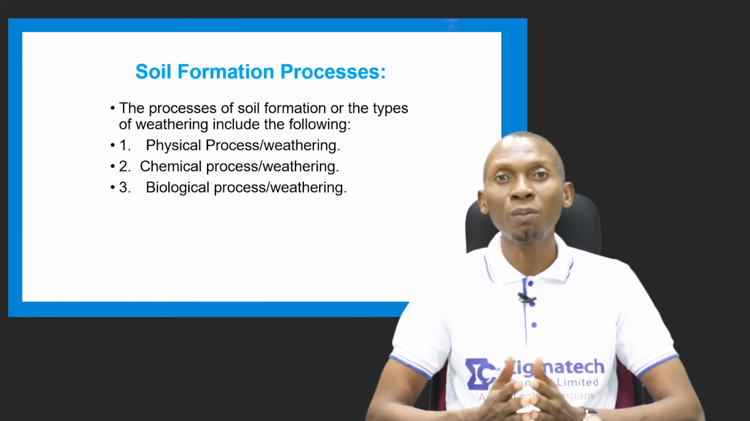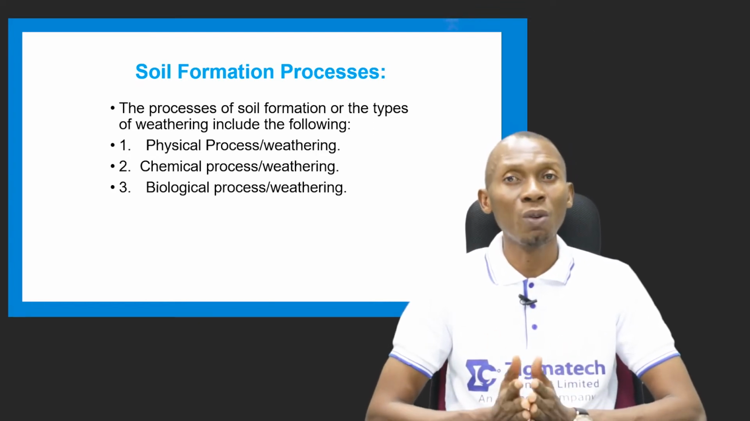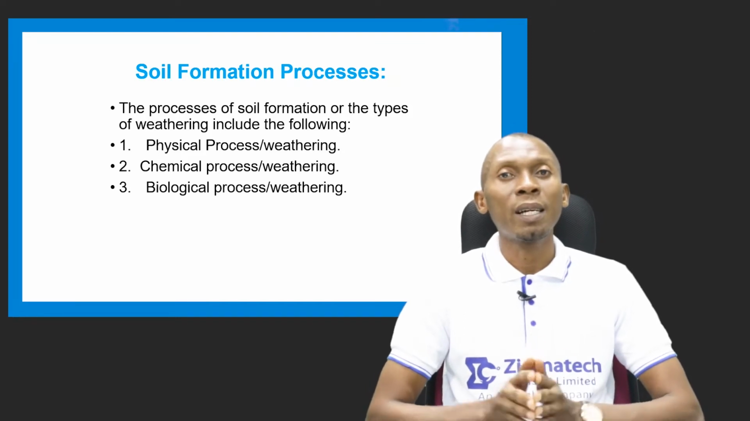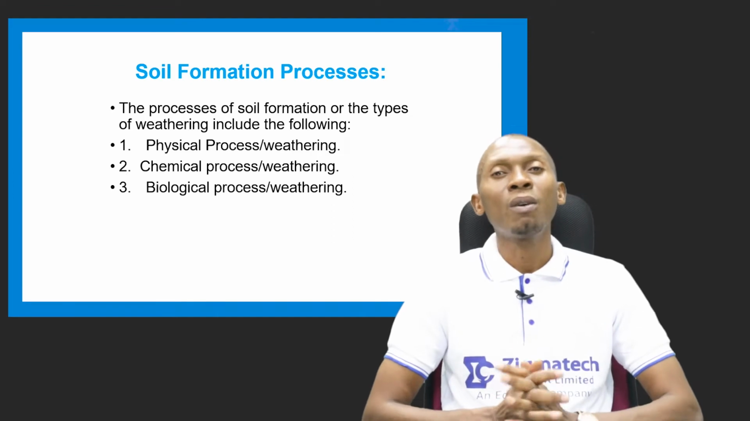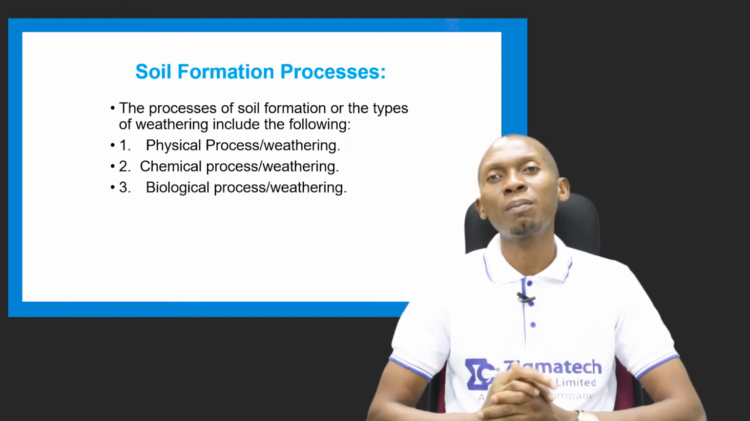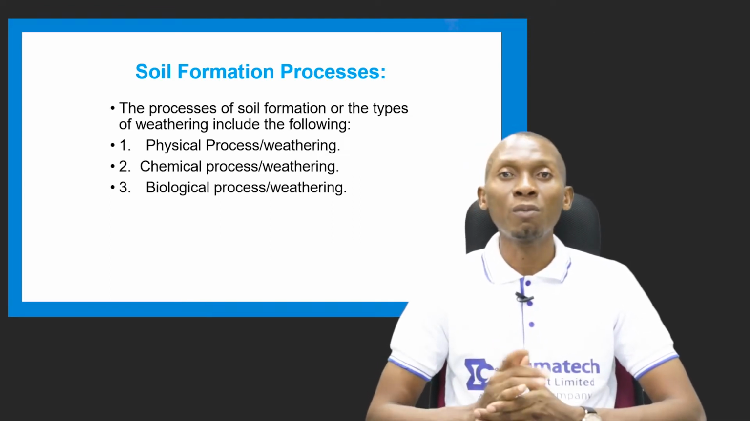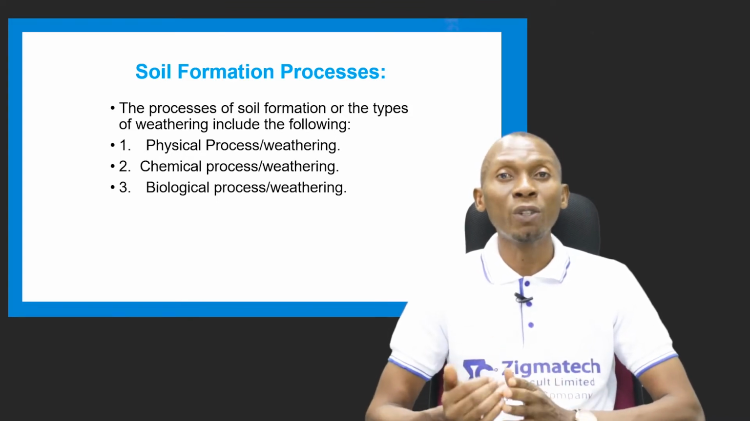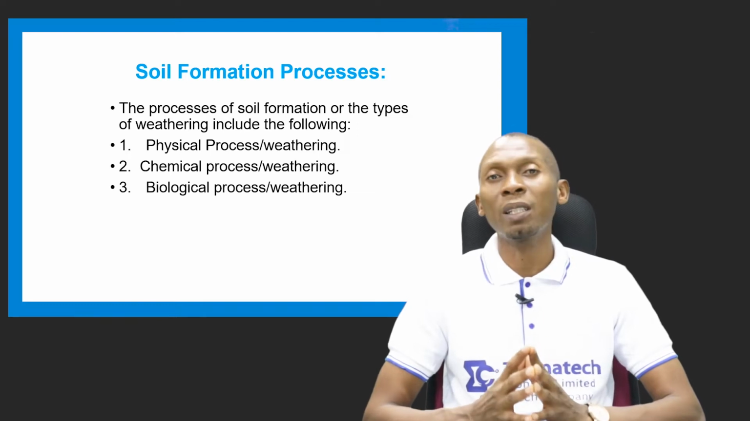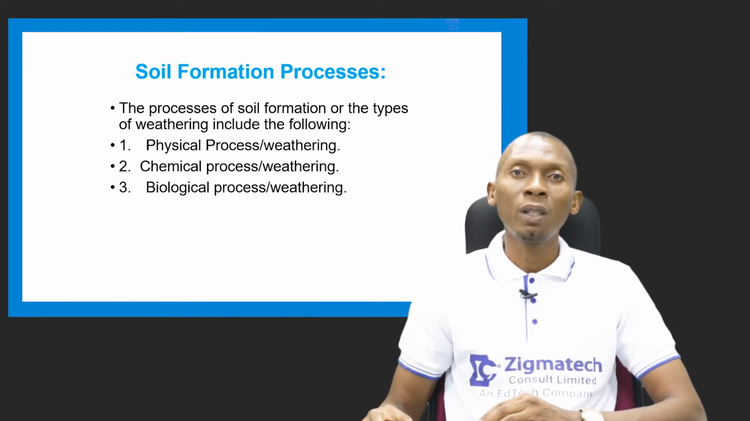Or by which soil is formed. We also have the chemical process or chemical weathering. That's the chemical process by which rocks are broken down to form soil. We also have the biological process by which rocks are broken down to form soil. And you can say biological process or biological weathering, because weathering has to do with the breaking down of rocks to form soil.